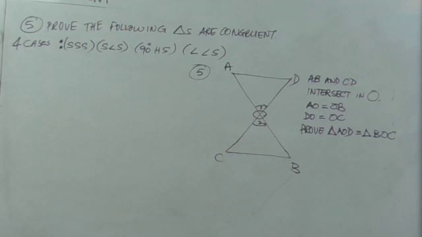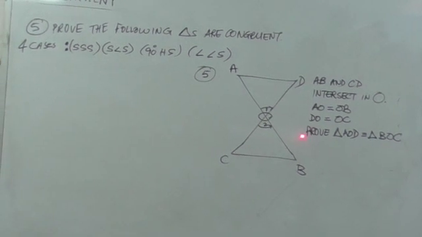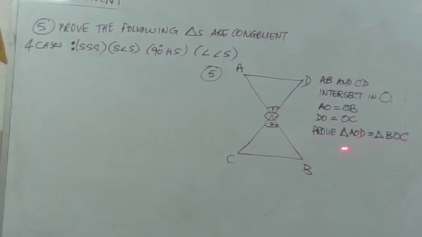Alright, welcome to example 5. Prove that the following triangles are congruent. And you are given some information. You are told that AB and CD intersect in O. You are also told that AO is equal to OB and DO is equal to OC, and you must prove these two triangles congruent.